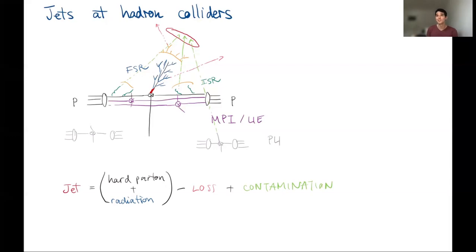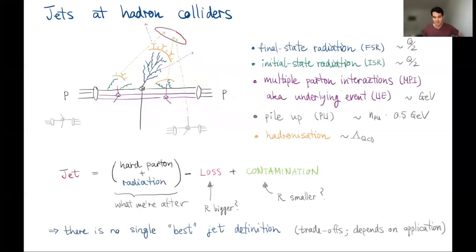So let me convert this to a pretty picture where I also spell out what all these abbreviations mean. So as I said, what we're after, or what we want to measure, is basically this first term, but I will have a loss and I also have contamination. And then what you see is that I could capture more of the emissions by making this cone size larger. But at the same time, if I do that, I will increase the contamination that I get. And so if I want to decrease the contamination, I would like to choose this cone size smaller.